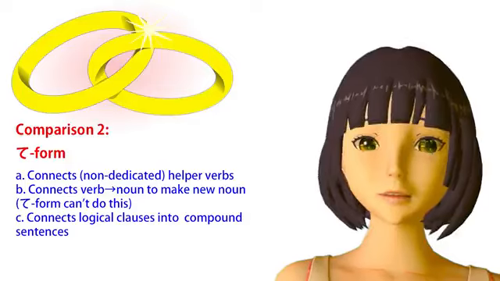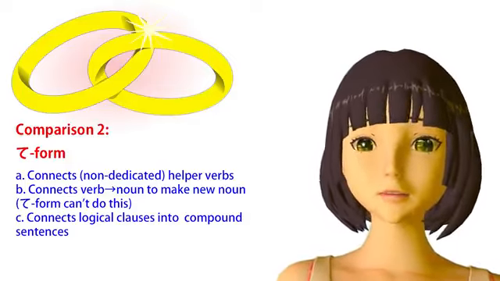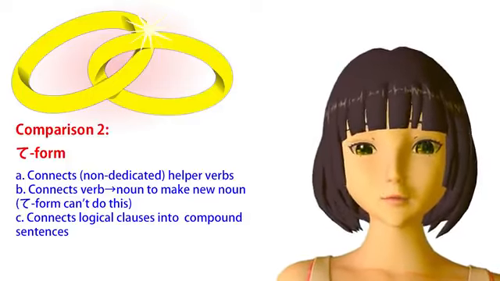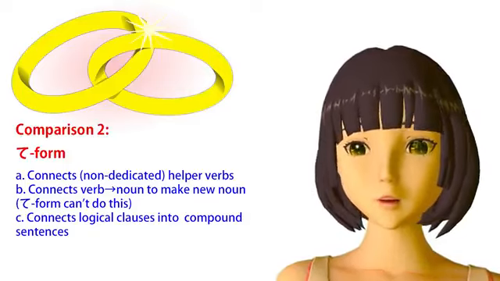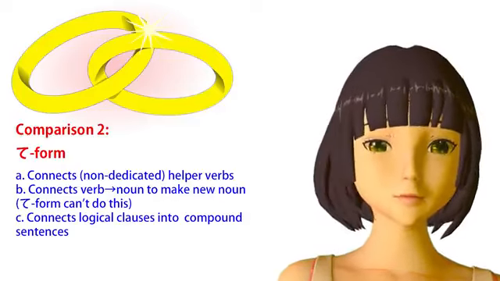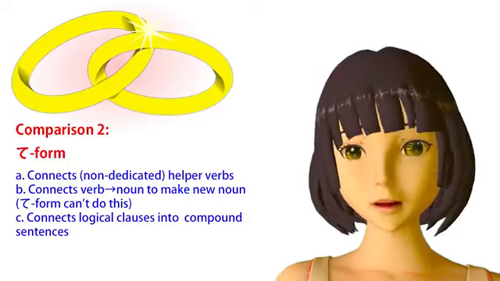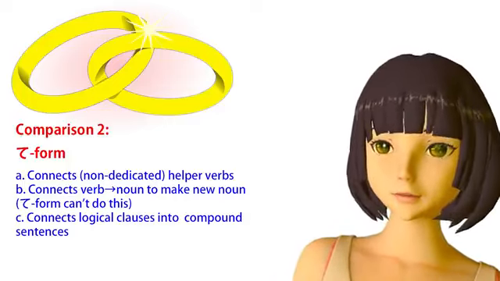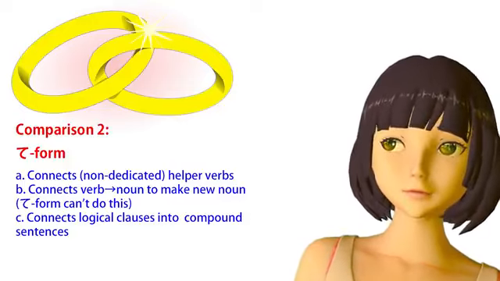It can connect most of the kinds of things that the te form also connects, and it can do a lot else besides. With the te form, we often connect helper verbs that are not dedicated helpers, that have a life of their own outside their helper capacity. So we say motte kuru, which means fetch, hold, and come. We can say yatte miru, give it a try, literally do and see.